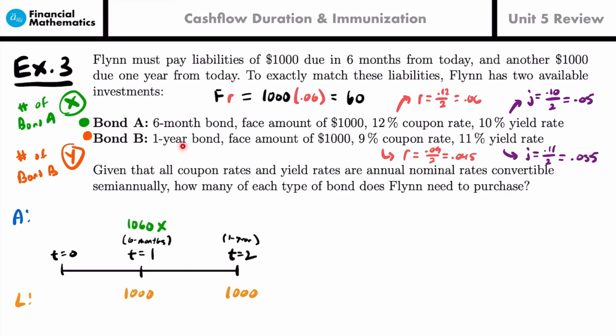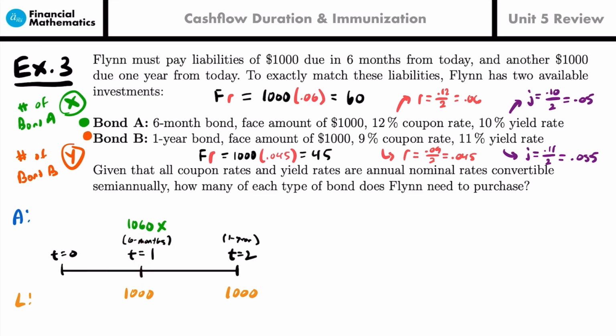Well, it's a 1-year bond with semi-annual coupons, right? Since the coupon rate is convertible semi-annually, the coupons will be paid semi-annually. So you're going to get a coupon payment from Bond B at time 1 and time 2, 6 months in the future and then another 6 months in the future. And what will that coupon amount be? Well, we need to take the face amount of 1,000 and multiply it by the coupon rate. So for Bond B, we'll have F times R, which will be equal to 1,000 times 0.045, and that will be equal to 45. 4.5% of 1,000 is $45. So that would be the coupon amount at each moment in time.